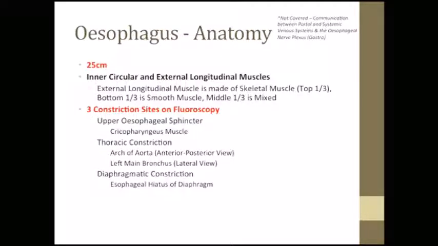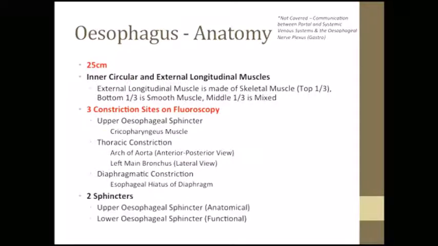So you have a diaphragmatic constriction as well, and that's due to the esophageal hiatus of the diaphragm. So you have two sphincters, your upper and lower, and the upper one's anatomical, where you have a visible enlargement of the musculature around it, whereas the lower one is functional, and functional basically means you can't see an obvious thickening of the muscle around, and the reason it's a sphincter is due to increased tone of the muscle there.